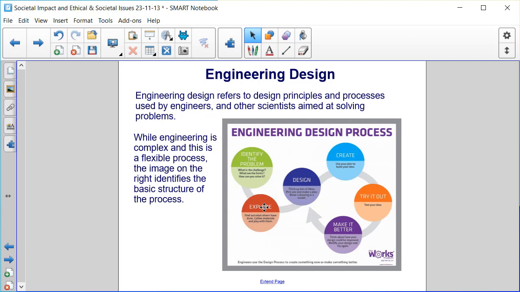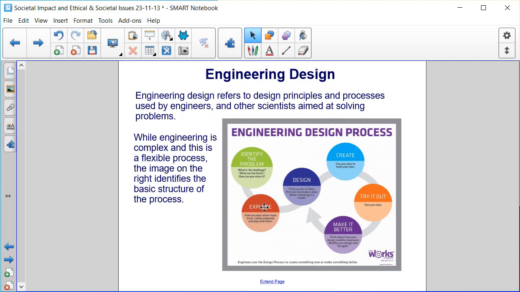Design. So think up lots of ideas, pick one and make a plan, make a drawing or a model. Create. Use your plan to build your idea. Try it out, test your idea, and then finally make it better. Think about how your design could be improved. Modify your design and try again. And then you can see once you're at the try again, you go back to design and then around the loop again.